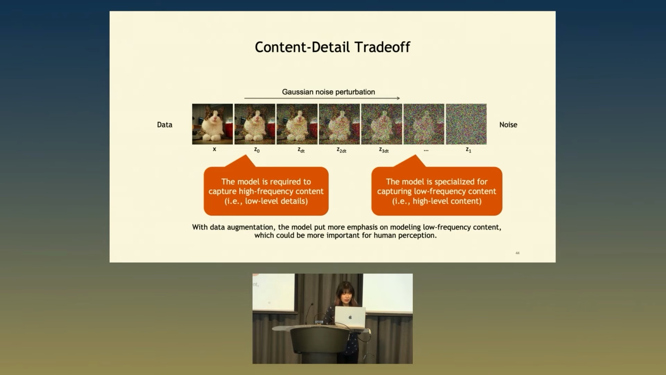So that explains the motivation of doing data augmentation if we really care about perceptual quality. Because if we do this data augmentation, the model is forced to put more emphasis on modeling the low frequency content. And we know low frequency content is sometimes more important to human perception, while some low level details or high frequency content are actually invisible to human perception.